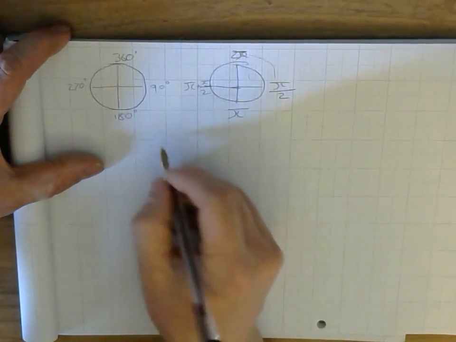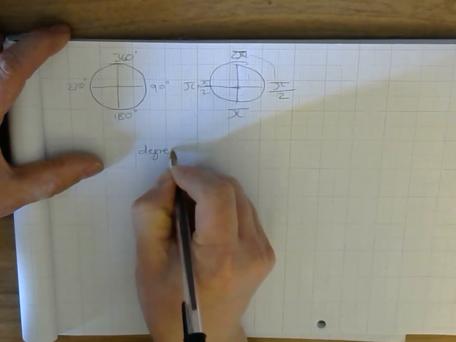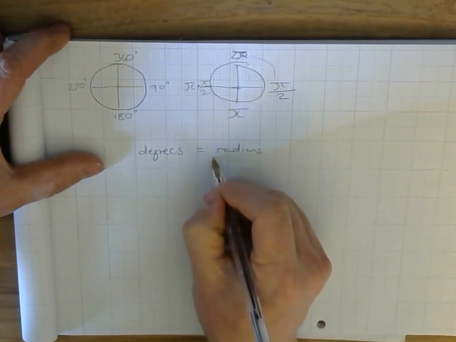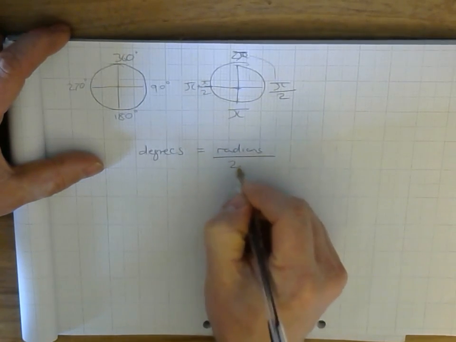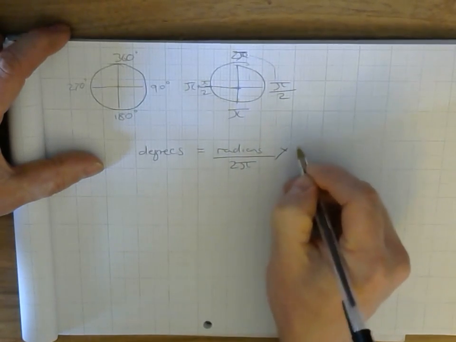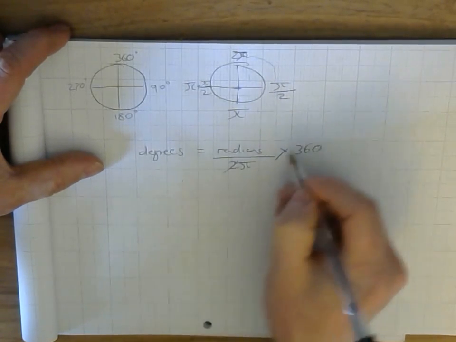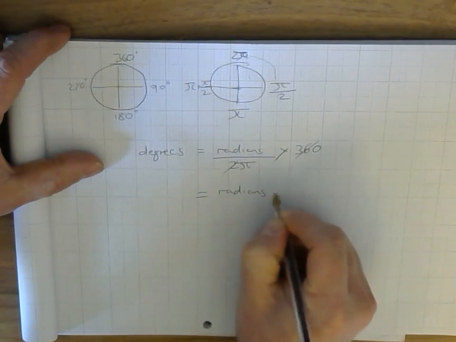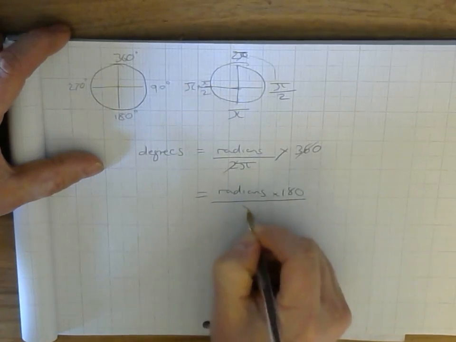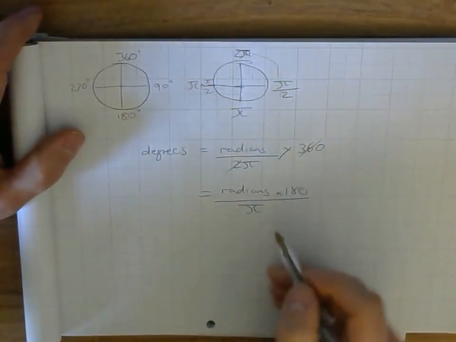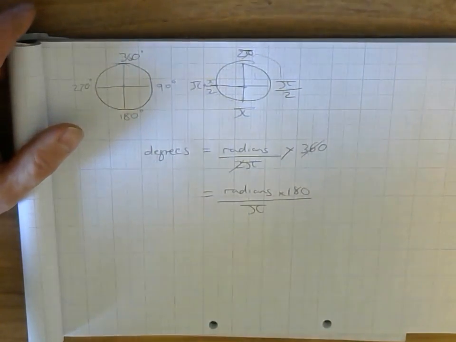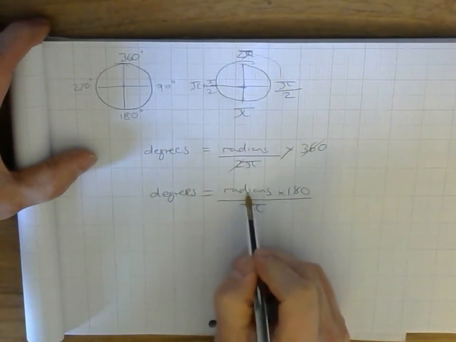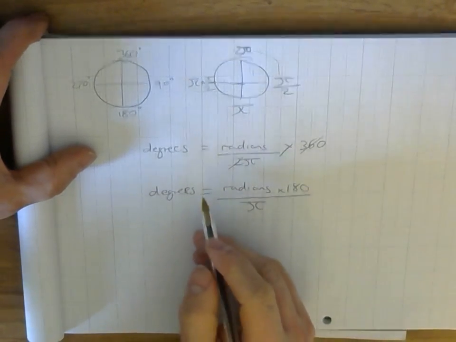If we know one, we can convert to the other. So degrees is equal to radians divided by 2 pi multiplied by 360. For convention, we cancel these down to give us radians multiplied by 180 divided by pi. Generally you do the divide after the multiply, just to save precision. And that will give you the answer in degrees. So if you have the radians, multiply by 180, divide by pi, gives you the answer in degrees.